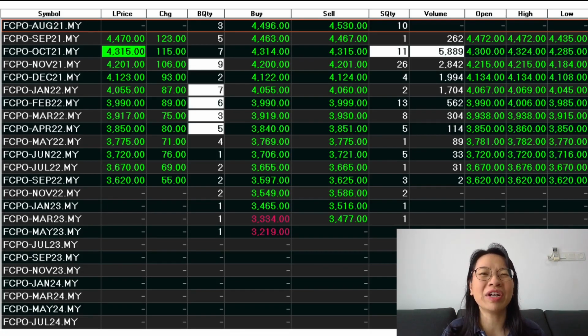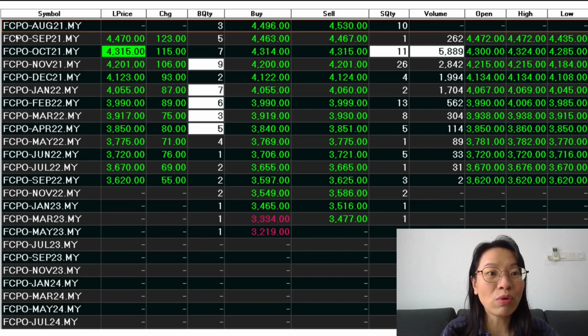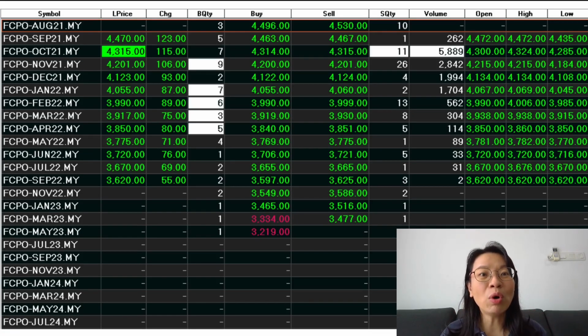Some of you might find that if I roll over, I need to incur another cost, which is the brokerage. But you understand that brokerage is just a very small fraction, even 1 point in FCPO, or even one tick in FKLI, which is half a point, can cover all your costs. So don't bother about the brokerage itself. Technically, you just go for October. Then when you move to the second month, you just roll to November, the subsequent month. It's very simple.